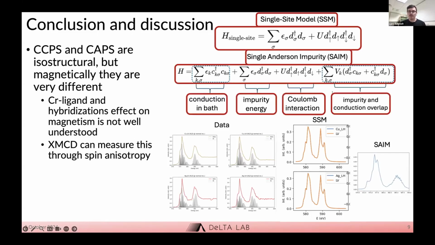The difference between the two models is that the single Anderson impurity model accounts for the interaction between the conduction electrons of the chromiums and the ligands, and also for the hybridization, or the overlap, between the impurities, which are the ligands, and the conduction electrons from the chromiums. So by comparing these two models and comparing them to the data, we can then extract the fit parameters from the data and be better equipped to understand how we can tune these magnetic states via chemical substitution. Ultimately, we hope to guide the fabrication of next-generation technologies with a focus on spintronics and magnonics.